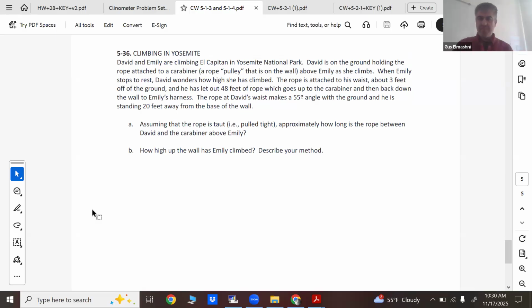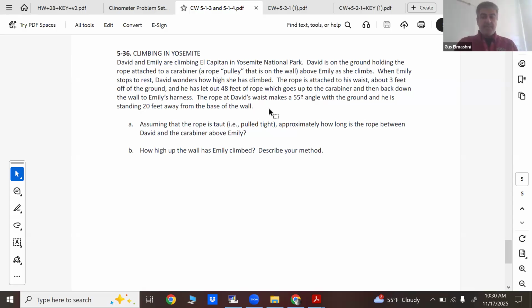David and Emily are climbing El Capitan in Yosemite National Park. David is on the ground holding the rope attached to the carabiner above Emily as she climbs. When Emily stops to rest, David wonders how high she has climbed. The rope is attached to his waist about 3 feet off the ground, and he has let out 48 feet of rope, which goes up the carabiner and then back down the wall to Emily's harness. The rope at David's waist makes a 55-degree angle with the ground, and he is standing 20 feet away from the base of the wall.